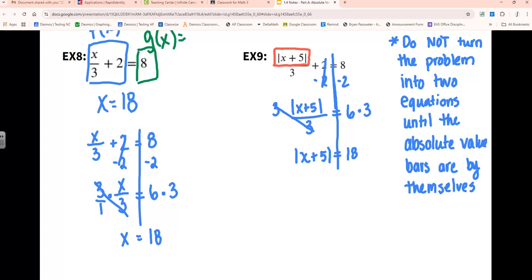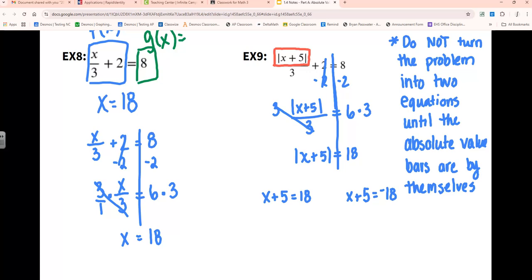So you guys see how that's the same as the other equation that we just solved that was like a Math 1 type problem? Now, absolute value bars are by themselves. They're the only thing on that left side of the equation. Now is when we write it as two equations. The first equation is exactly like it looks, except I drop the absolute value bars. So x plus 5 is going to equal 18. And then the second equation, what's in the absolute value bars stays the same, x plus 5 equals, and then I'm going to change the sign of my answer. So instead of 18, I'm going to get negative 18.